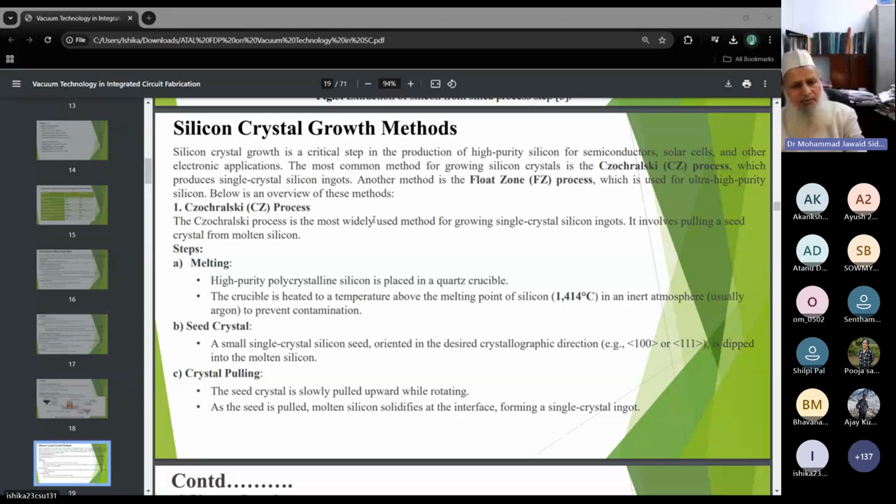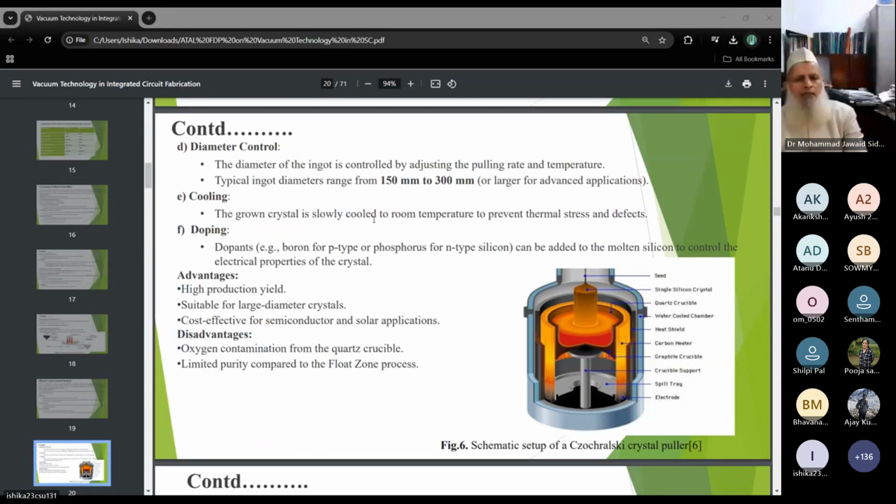A seed crystal, a small single crystal silicon seed oriented in the desired crystallographic direction, that is 100 or 111, is dipped into the molten silicon, and then it is slowly pulled. Crystal pulling: the seed crystal is slowly pulled upward while rotating. As the seed is pulled, molten silicon solidifies at the interface, forming a single crystal ingot. The diameter of the ingot can be controlled by adjusting the cooling rate and temperature.